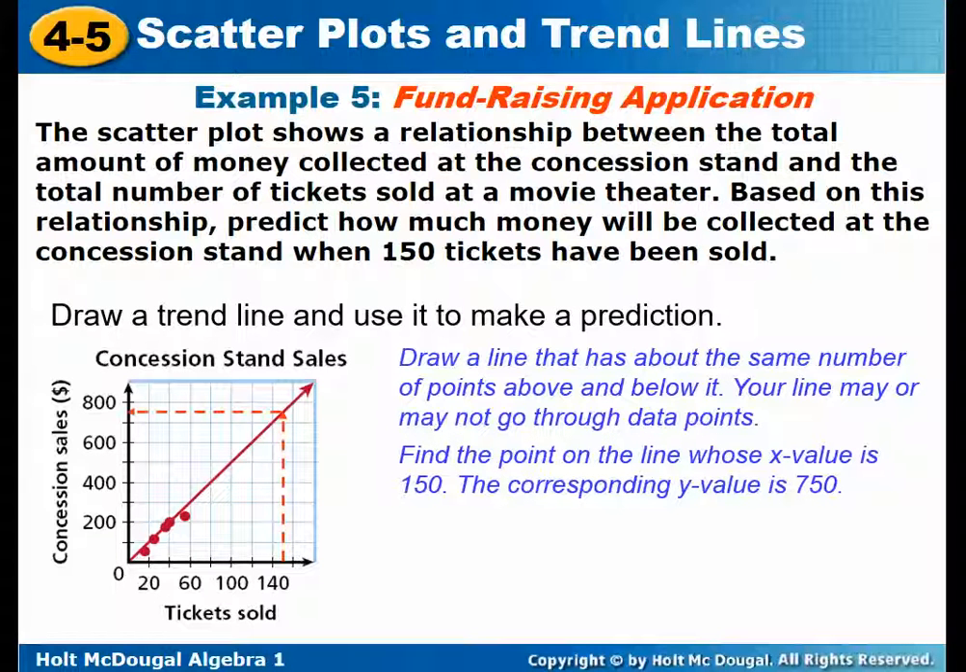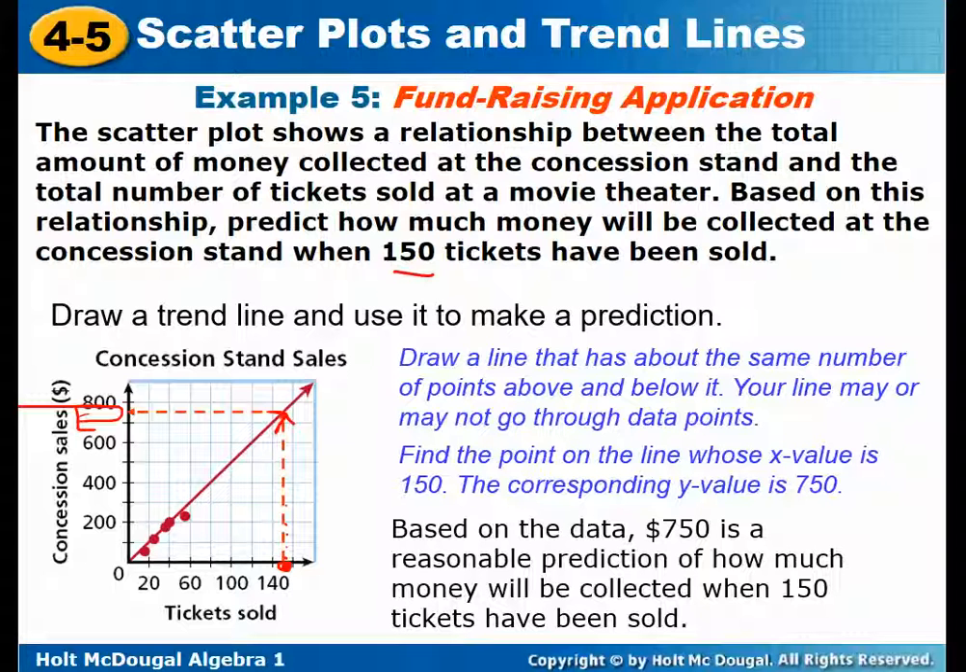And once you draw your trend line, you can make predictions. You can say, well, when 150 tickets are sold, which is about right here, then how much will be sold at the concession stand? So you go over to 150 on the horizontal axis, then you go all the way up, and when you hit the line, you go straight across to the left, and that number right here is the answer to your question, which is about $750. So the prediction is that if you sell 150 tickets, you will make about $750 at the concession stand.